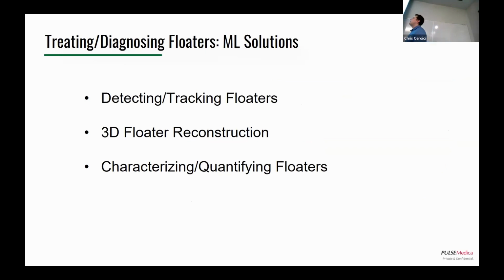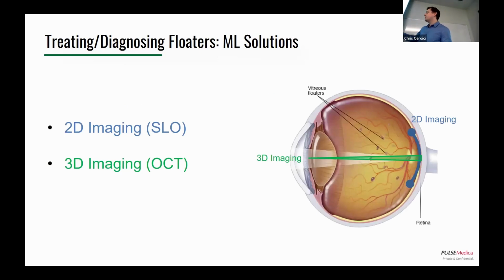So how are we using ML for this? I mentioned already, we're using ML to detect and track floaters. We also use machine learning for reconstructing our 3D floaters. And then finally, there's a lot of ML involved in how we characterize and quantify floaters. So this is what I'll focus on. First I'll talk about our imaging modalities. So how are we imaging floaters? What information can we get?